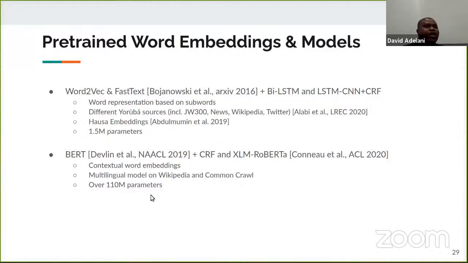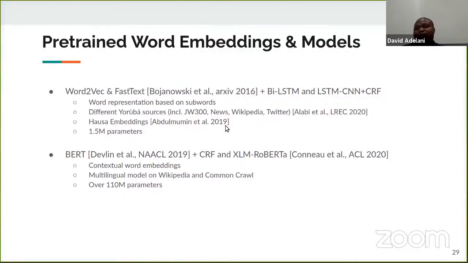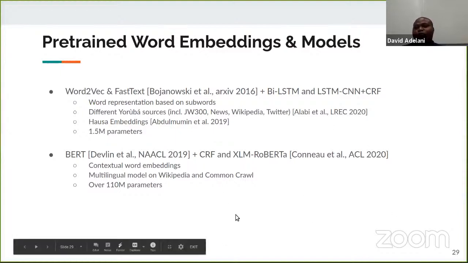We also tried contextualized embeddings like multilingual BERT and XLM-R. And one interesting thing you can see is that if you use fastText and an LSTM model, they have a very small number of parameters. But the question is whether it is worth it in low resource settings to actually go for these large models with over 100 times more parameters.